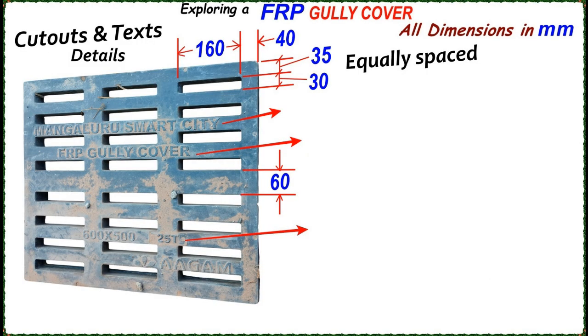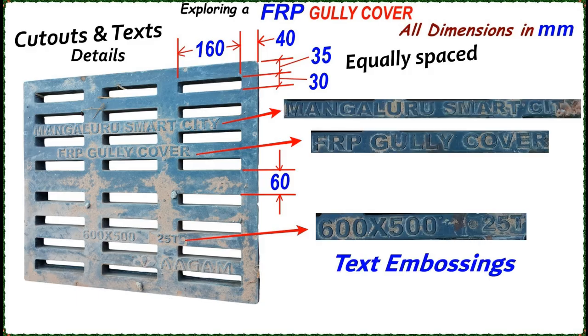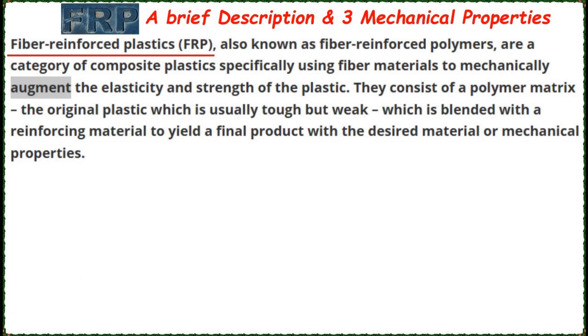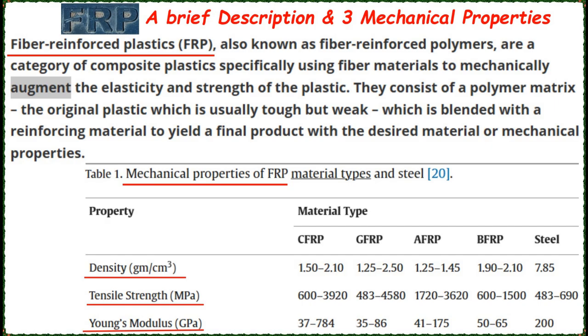GULLY cover, rectangular cutouts and embossing text details are here. Cutouts are all equally spaced. There are 3 text embossings and material of construction is FRP, that is fiber reinforced polymer or plastic. A brief description for FRP and its 3 mechanical properties, that is density, tensile strength and Young's modulus.